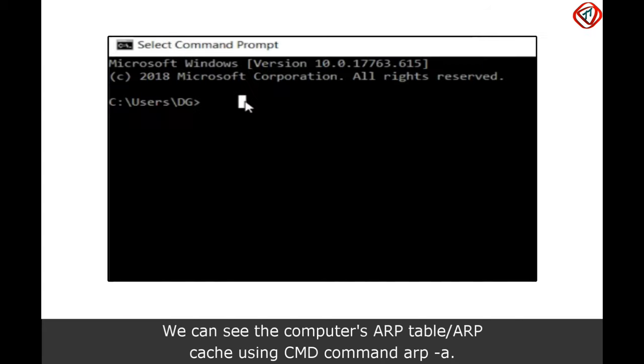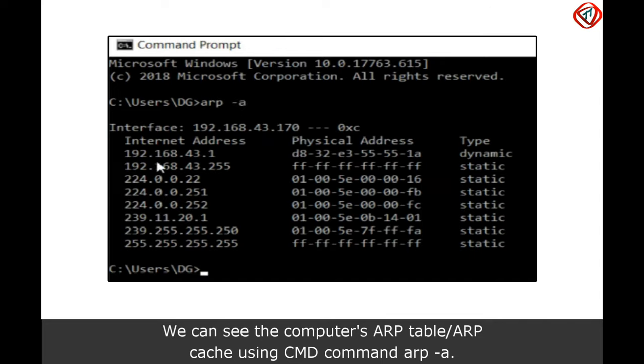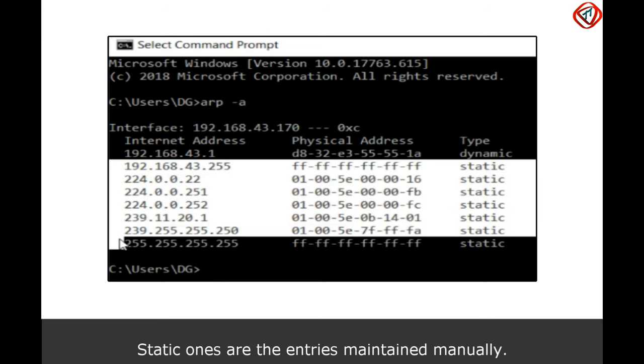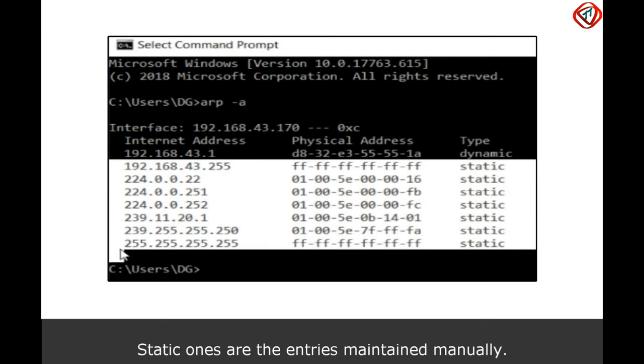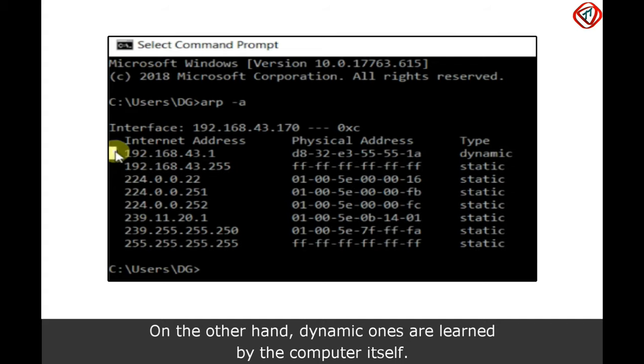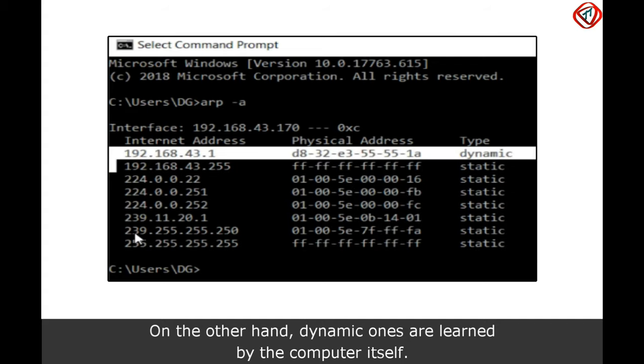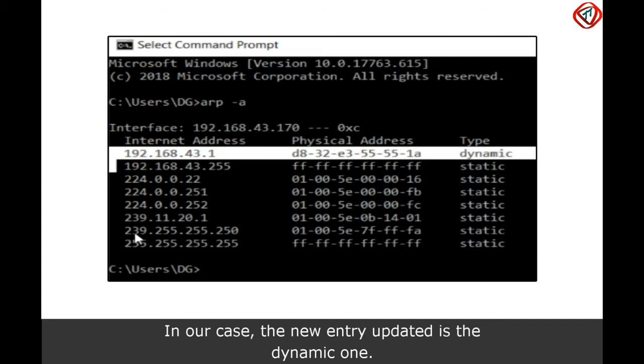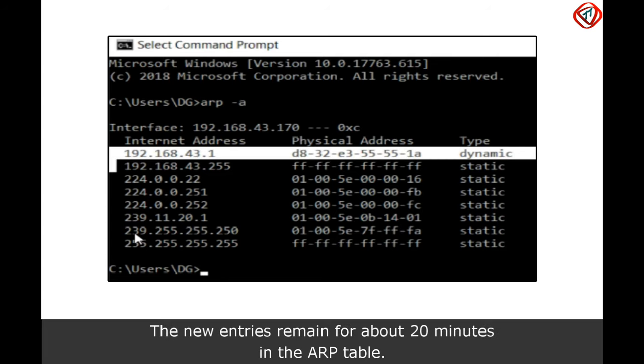We can see the computer's ARP table or ARP cache using the cmd command arp space dash a. Static ones are the entries maintained manually. On the other hand, dynamic ones are learned by the computer itself. In our case, the new entry updated is the dynamic one. The new entries remain for about 20 minutes in the ARP table.